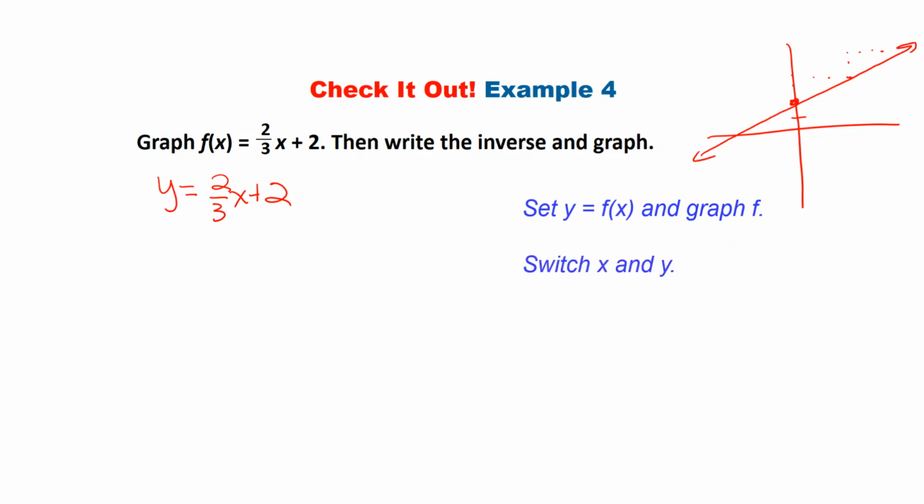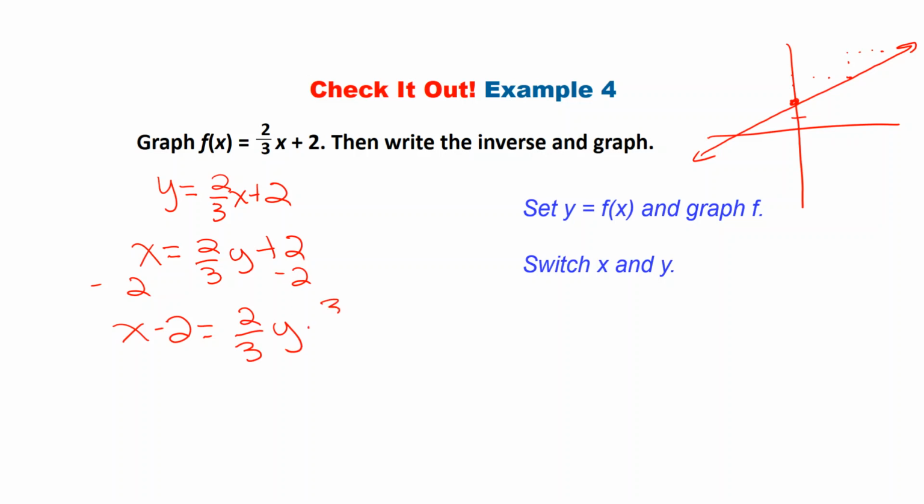All right, the next thing we want to do is switch our x and y's. So this time we're going to say x equals 2/3 y plus 2. So let's subtract 2 from both sides. So we have x minus 2 equals 2/3 y. Now to undo this 2/3, we're going to multiply both sides by 3/2. Okay, so I'm going to multiply 3/2 on this side and then switch my y's. Solve for y, which we just did.